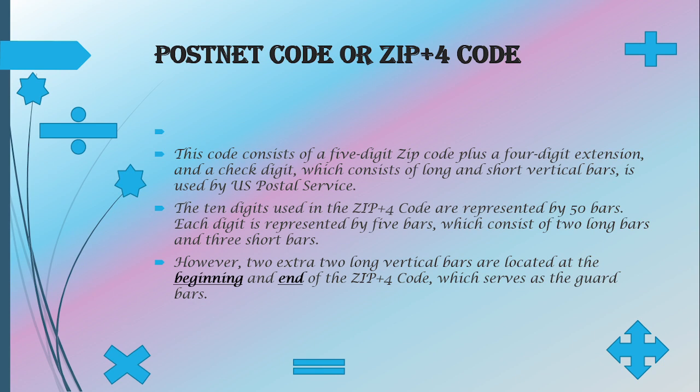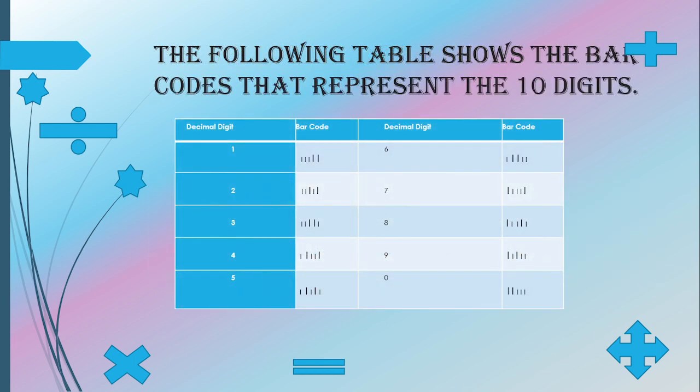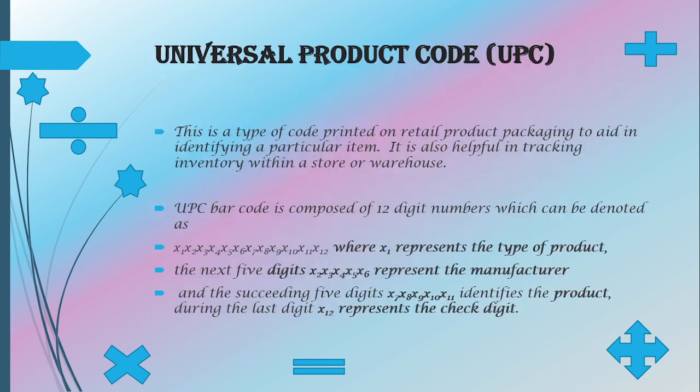However, 2 extra long vertical bars are located at the beginning and end of the zip plus 4 code, which serve as the guard bars. For example, in this POSTNET code, we have 55523577072. As you can see, this is the decimal digit and the column for the barcode. In the decimal digit 1, the corresponding barcode is 3 short bars and 2 long bars.